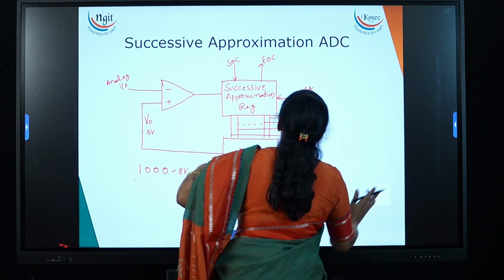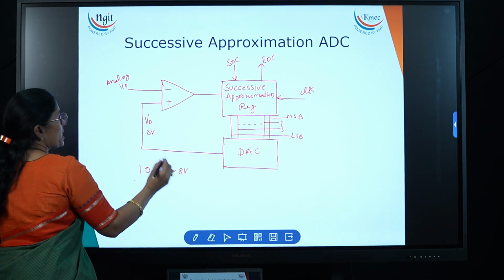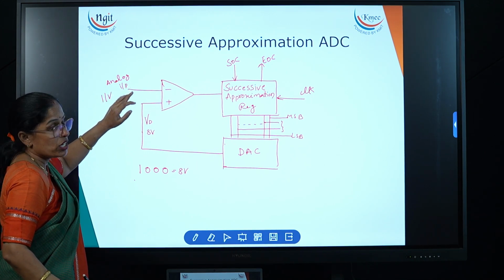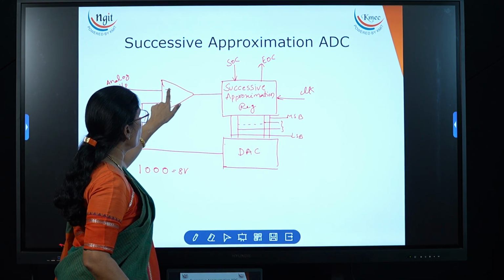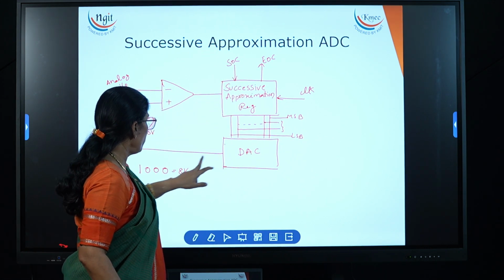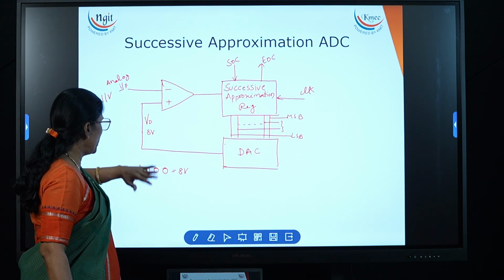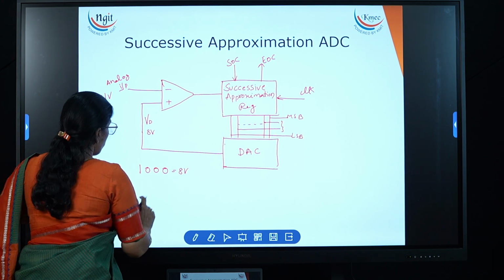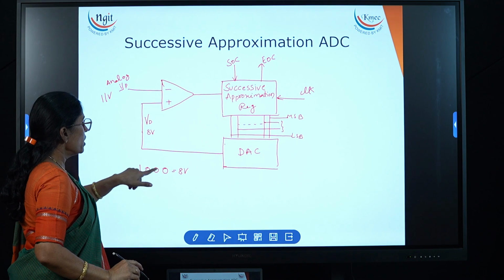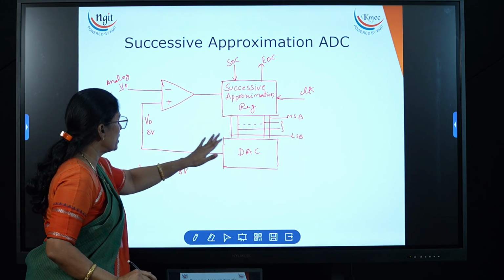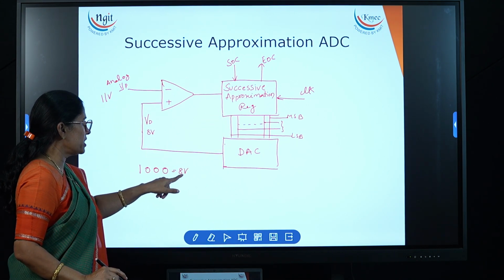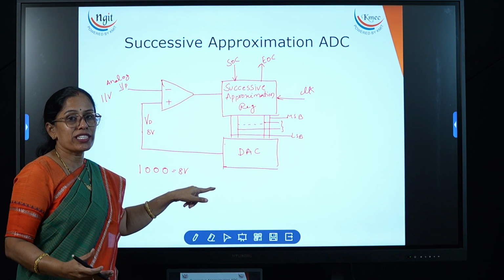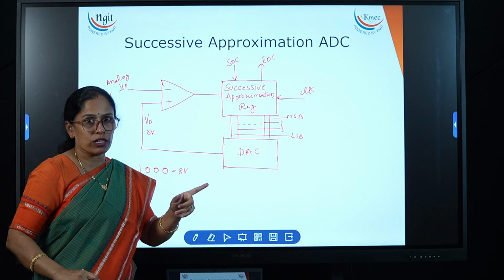Now to understand the concept easily, I am taking an 11 volt analog signal at the input. Now after applying the 11 volts, if I switch on this, then initially, for any voltage, first the MSB bit will be set. So now the MSB bit will be set. Now here it is 1. So this is converted to the analog signal. Now here this is 8 volts. Why did I get 8? I have taken the reference voltage such that my step value is 1 volt.